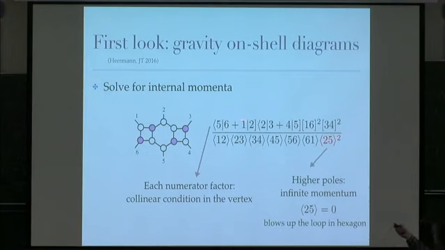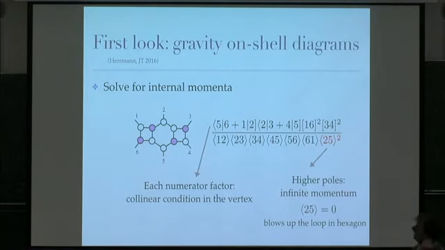In the numerator, these factors might look complicated, but the important thing is that the full numerator factorizes as a product in all cases. And each factor you can interpret as some collinearity condition in the vertices of the diagrams. Whenever the three momenta in a given vertex are collinear, the diagram vanishes. So this is how the numerator is constructed. There are two things: poles at infinity and collinearity conditions in the numerator.